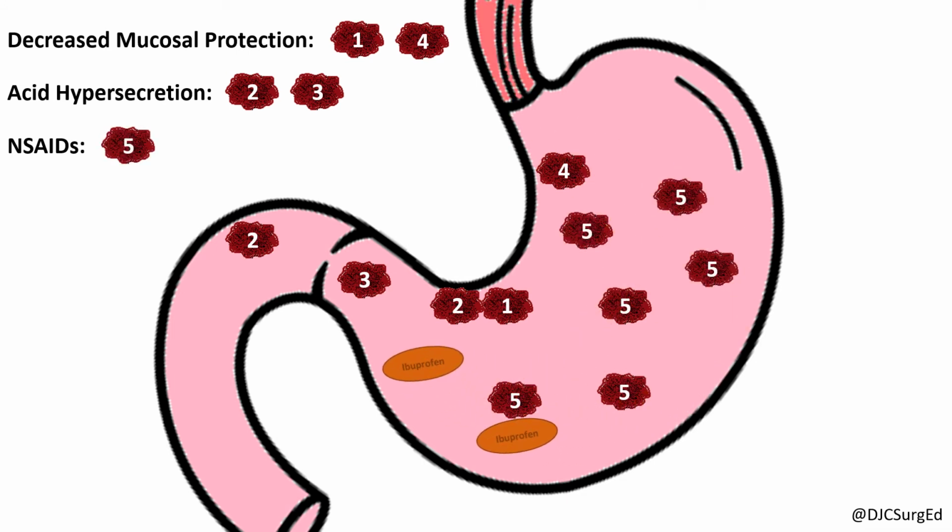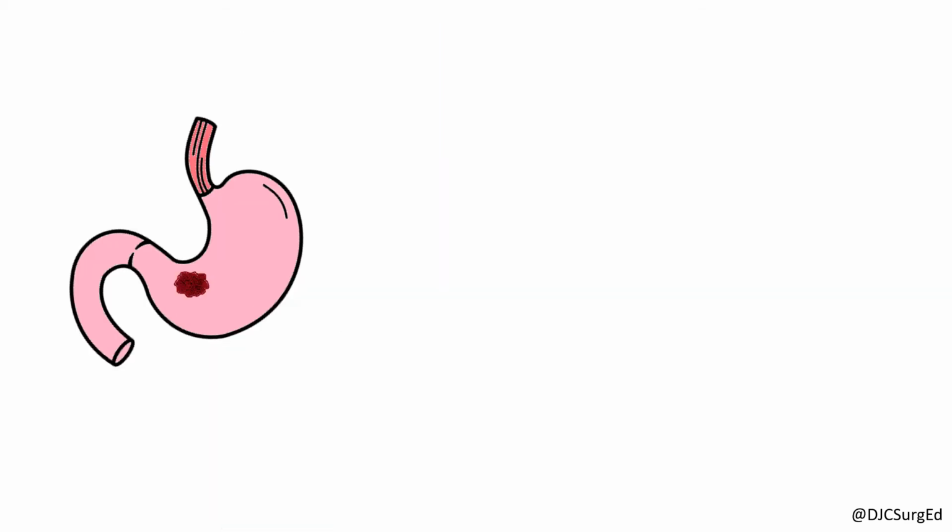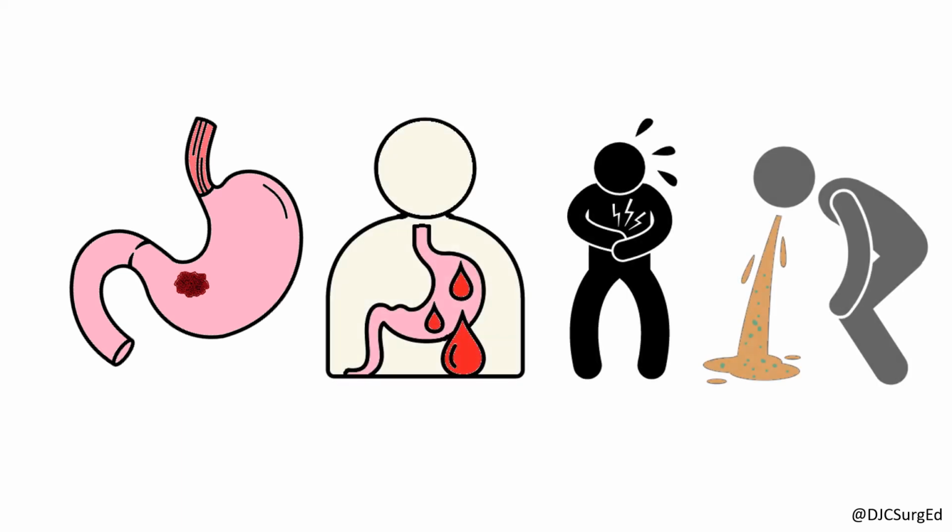Ulcers along the lesser curvature are more likely to be benign, whereas ulcers along the greater curvature and larger ulcers are more likely to be malignant. There are three primary complications of long-standing peptic ulcer disease: acute hemorrhage, perforation, and gastric outlet obstruction. More in-depth coverage of treatment and management of ulcer disease will be discussed in Part 2.